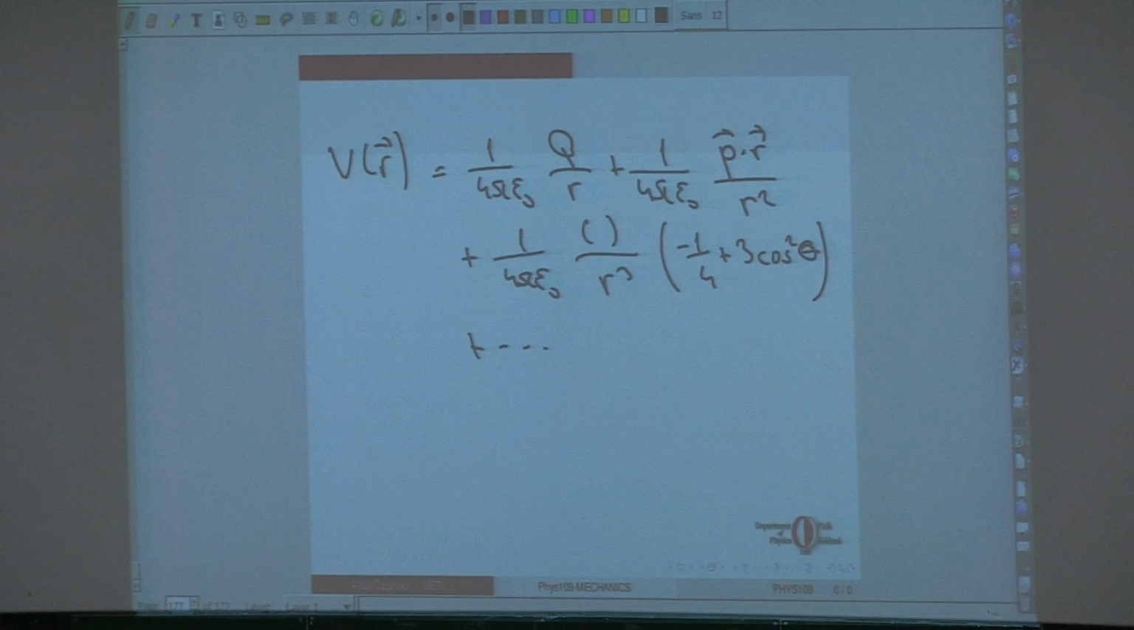Other questions? That's a unit vector, you're right. Well, she lost a lot of time trying to figure out whether that was a unit vector or not. In the homework. Okay, any other questions?